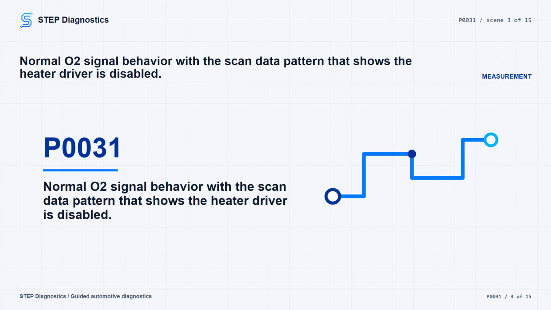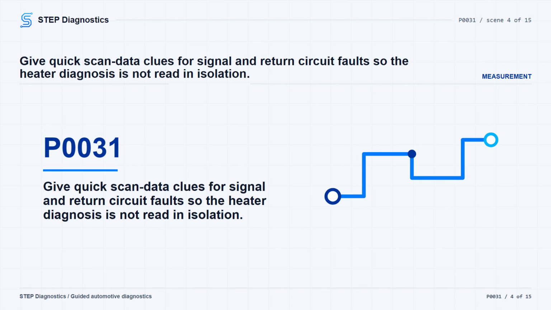On a normally operating switching O2 sensor heated to operating temperature, the typical duty cycle percentage will range between approximately 30 and 50%, and the typical heater temperature will range between approximately 1,200 degrees F and 1,400 degrees F on the scan tool. If the PCM disables the heater driver, the duty cycle will be 0%. Some signal and return faults can also skew the scan data.